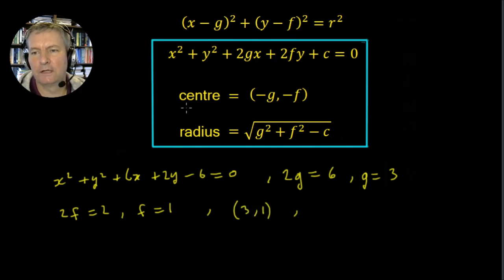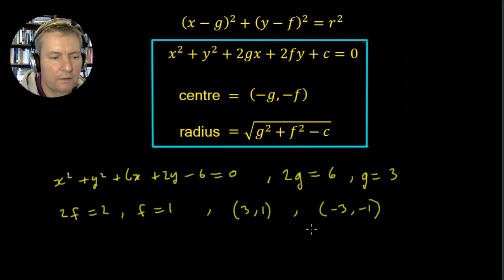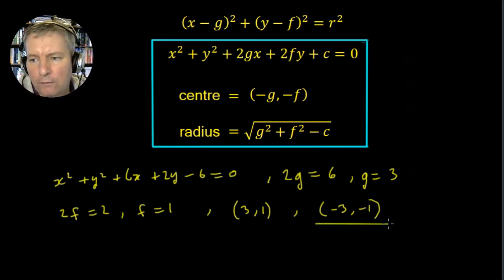So it means that the centre of the circle is going to be (−g, −f), so the centre of the circle is going to be given by (−3, −1). So that's one part of the problem solved.